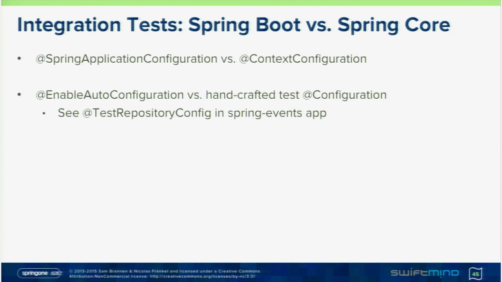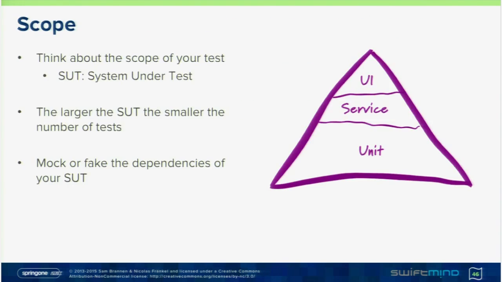I mentioned this before, just as to recap, integration tests, Spring Boot versus Spring Core. By Spring Core, I mean the Spring Test support, basic support. Spring Application Configuration, again, that's going to give you the boot magic. It basically does the same thing as that kind of configuration in Core Spring. And then with Spring Boot, keep in mind things like the @EnableAutoConfiguration versus doing something handcrafted like I showed you with the test repository config. So just make sure you're testing as much as you need to, but not too much, and not making your tests take too long to run.